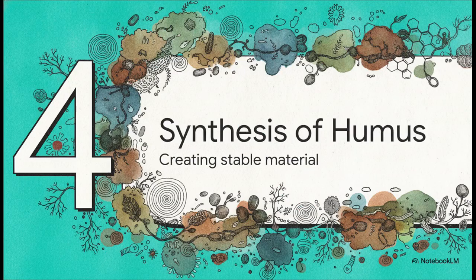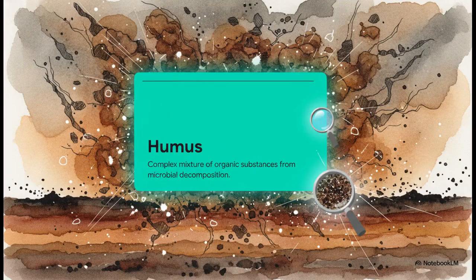Okay, let's move into part four, synthesis of soil humus. So how does all this build into the absolute most stable organic material in the soil? Well, that stable material is humus. Humus is a complex, highly resistant mixture of brown or dark brown amorphous and colloidal organic substances. It is strictly the result of microbial decomposition and synthesis, and it holds tremendous significance for the physical and chemical properties of both soils and plants.